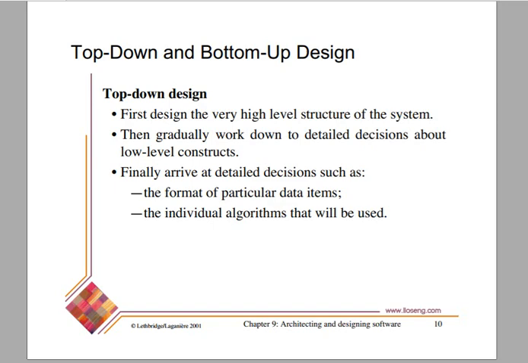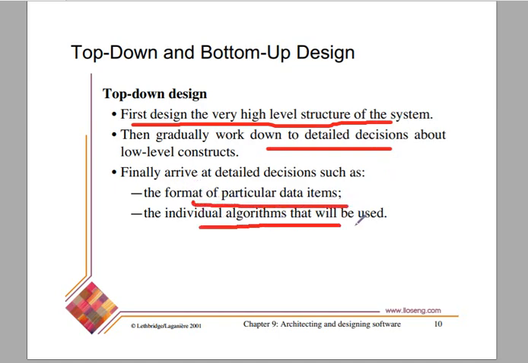So what you're going to do is, whenever you're going to use top level decisions, first of all you will have higher level decisions. After that you will have detailed decisions, and after that you will have an individual algorithm or individual method. This is how you're going to proceed. So first you have to discuss the very high level structure, then you gradually deepen that, right? After that, finally you arrive at what format a particular data item has, and what the individual algorithms used are. So this is how the top down approach works.